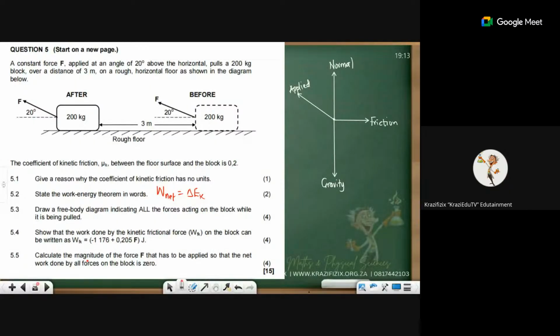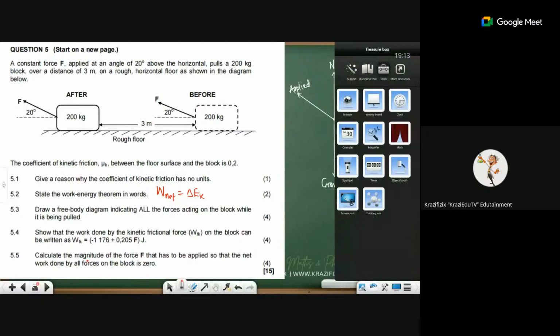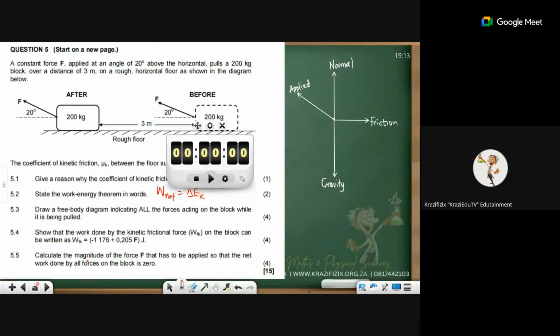All right. Okay, guys. Do you think you can do 5.4? It's just 4 marks. Try, please. Can you try for 3 minutes? Show that the work done by frictional force. Let's put a timer because we don't have all day and all night. Oh, yeah, it's fine. We've covered everything. That's okay. I added a bit of 20 seconds because I'm kind.